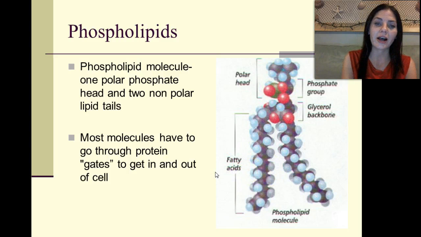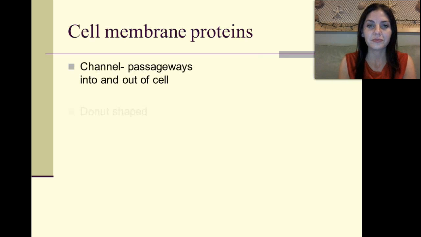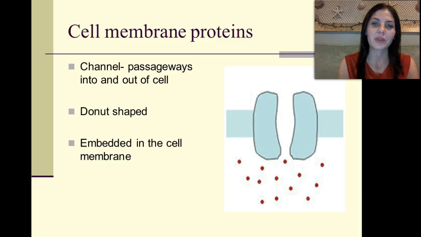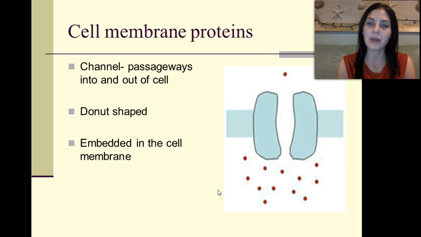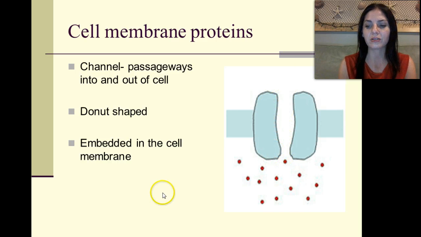Most molecules have to go through protein gates to get into and out of the cell, kind of like we have to use a door to get into the classroom. So, cell membrane proteins. We have channel passageways into and out of the cell. These are donut-shaped little passageways or channels, and they're embedded throughout the cell membrane. They allow different substances to pass into and out of the cell.